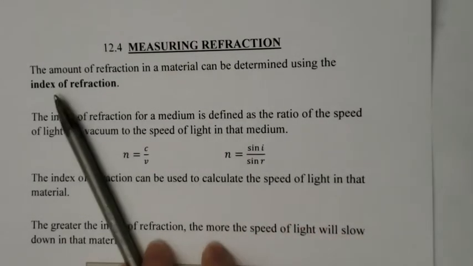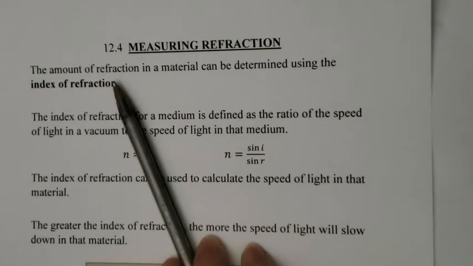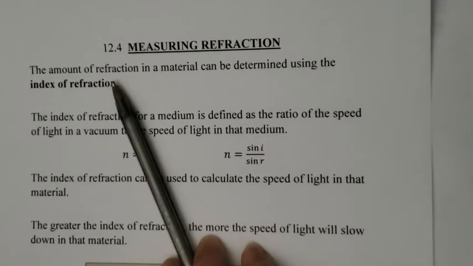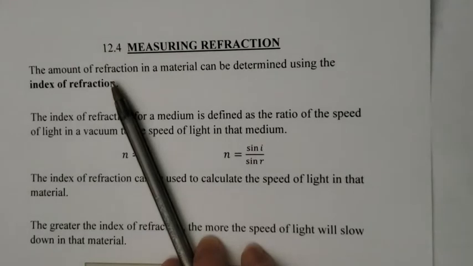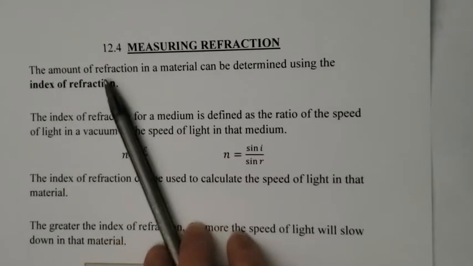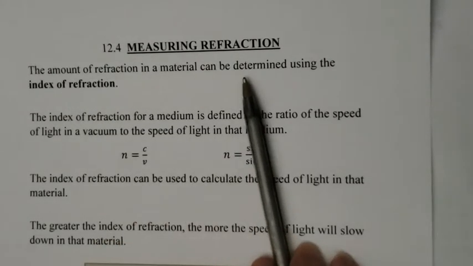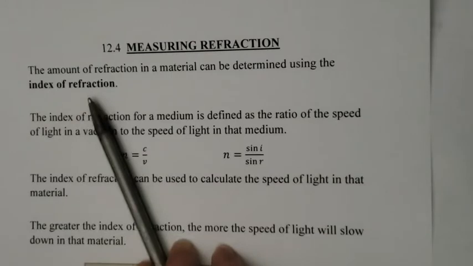Measuring refraction. Remember, refraction is the bending of light when it goes from a less dense to a more dense medium, or a more dense to a less dense medium. So when light goes through air, then glass, or air and water, or from water to air, that's what refraction is, that bending effect that happens. Anyways, the amount of refraction in a material can be determined using the index of refraction.